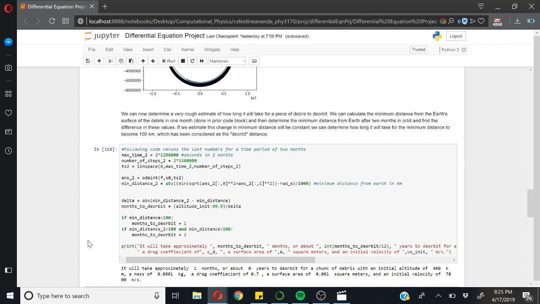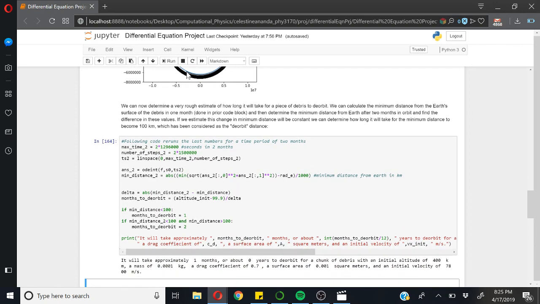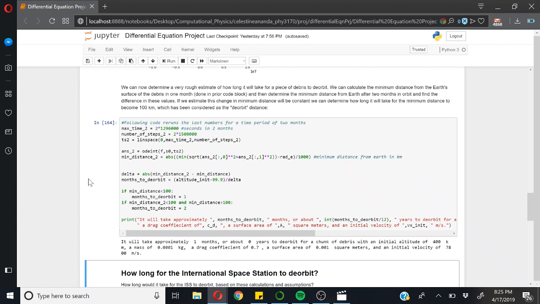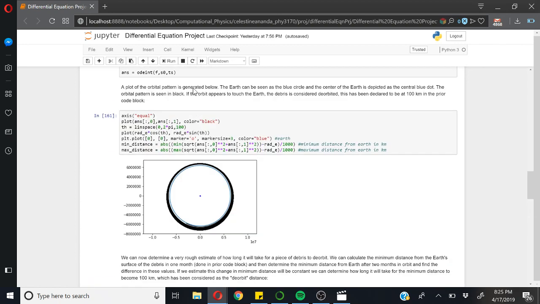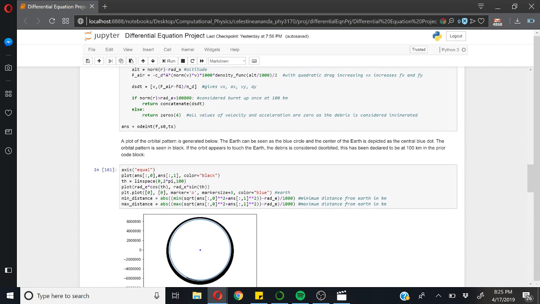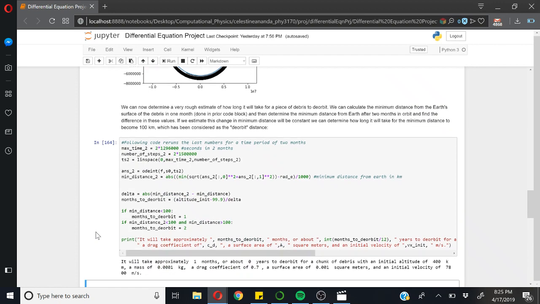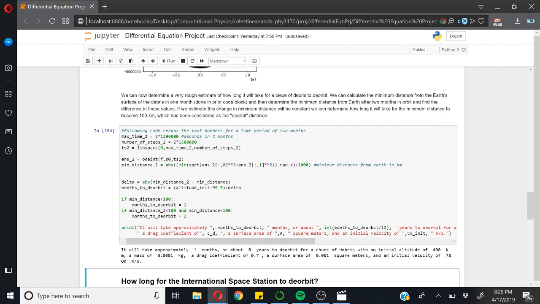All right, so with this, we can just check and make sure that this actually does hit and that this isn't just where it stopped. So what I have here is a chunk of code that will run it for 2 months, do the exact same calculations, but for 2 months worth of data. Find the minimum distance from both, which was done up here for the first one. Calculated the minimum distance from Earth in kilometers, and then did the same thing for after 2 months.